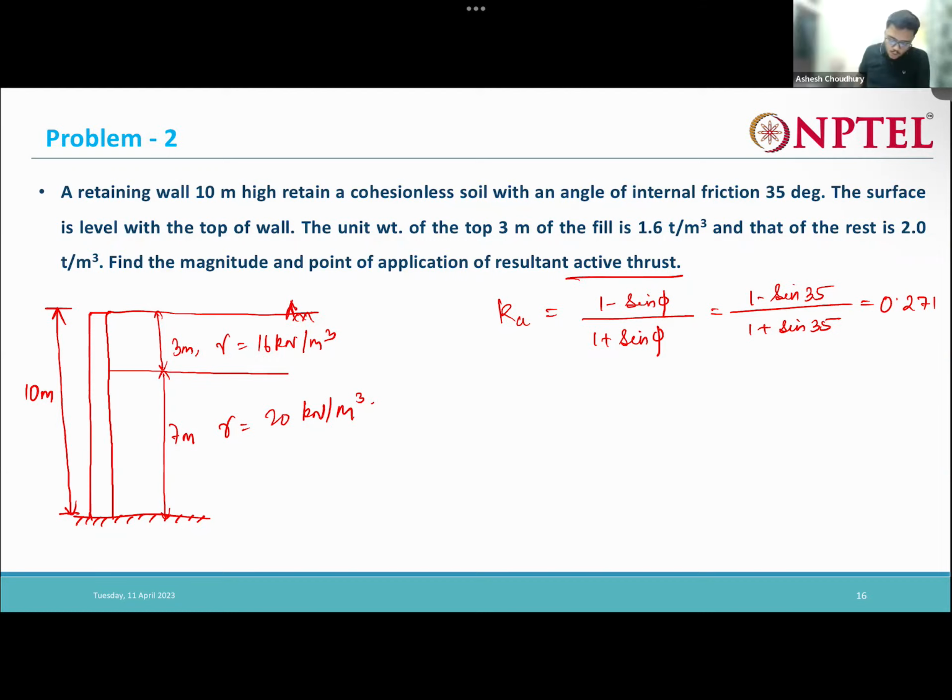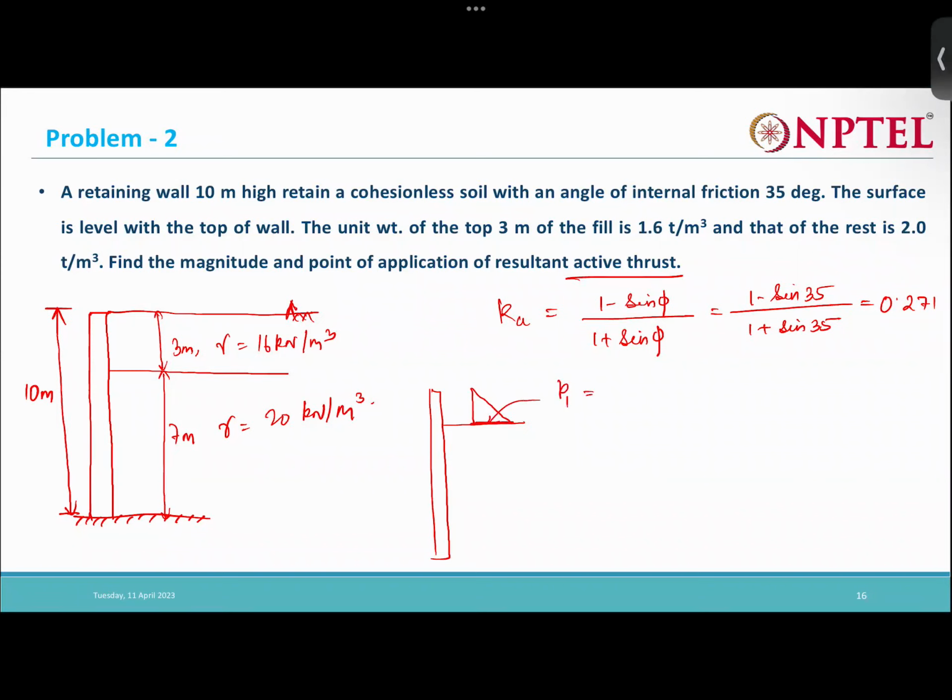Now see, for the upper part, so this is my wall. So upper part, the pressure arrangement will be something like this, right? So let us find what this value is. So this value is nothing but, say, P1. So what will this value here be? K0 into, not K0, Ka.